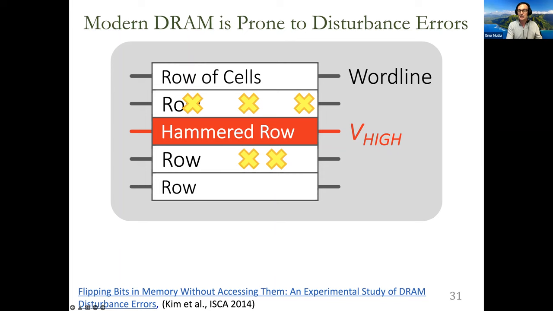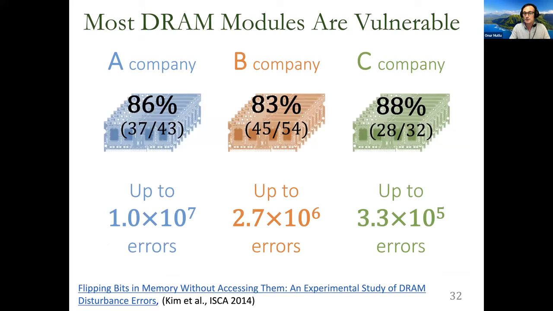We call this the hammered row. We call these the victim rows. And we showed that more than 80% of the chips that we tested that were manufactured by three major DRAM manufacturers, and there are really only three major DRAM manufacturers that cover more than 95% of the DRAM market today, are vulnerable to this. And we studied the dates of these chips.